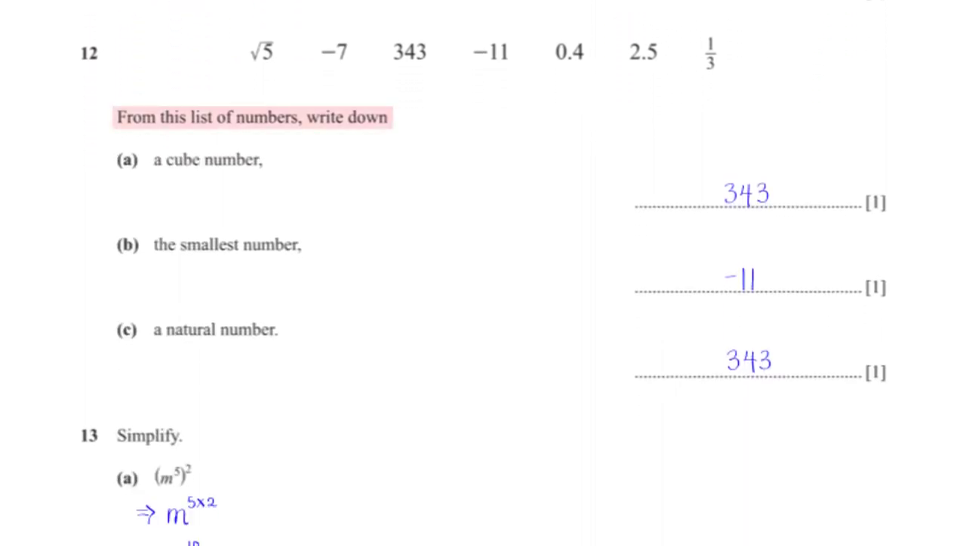From this list of numbers, write down a cube number. 343 is a cube number because 7 cubed gives us 343. Write down the smallest number. So looking at the list of numbers, the smallest of them all is negative 11. Write down a natural number. A natural number is the same as a counting number, and so that will be 343.